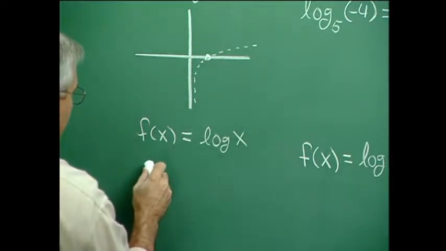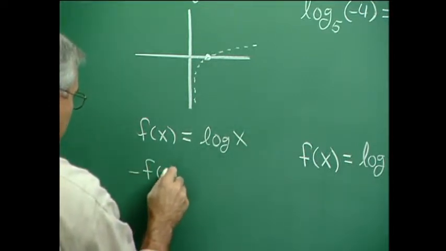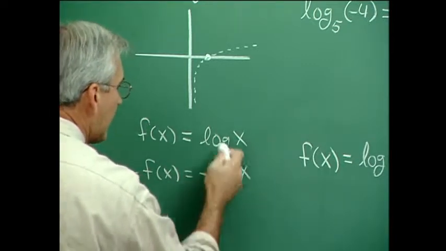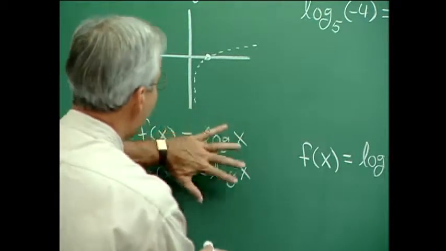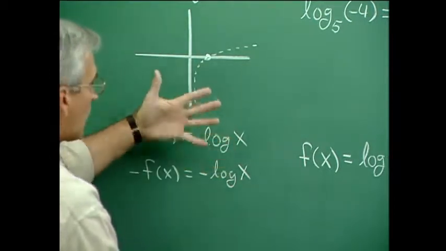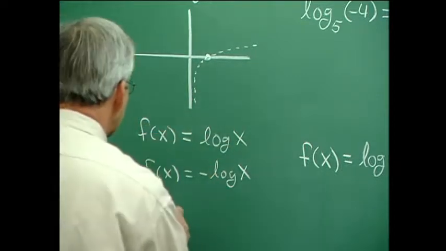Now, the negative of f of x means negative log x. It's the negative of all of these vertical distances. Oh, that's the one where we reflect in the x-axis. You see, that's the one where we reflect this way. That's the one that's easy to see.